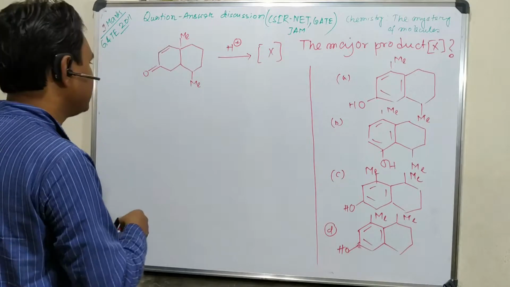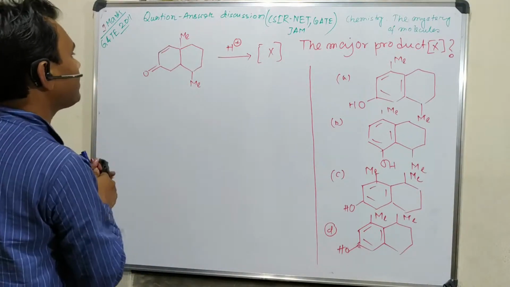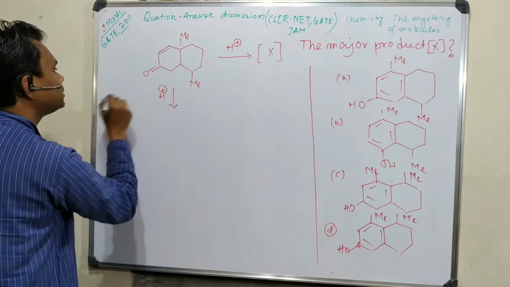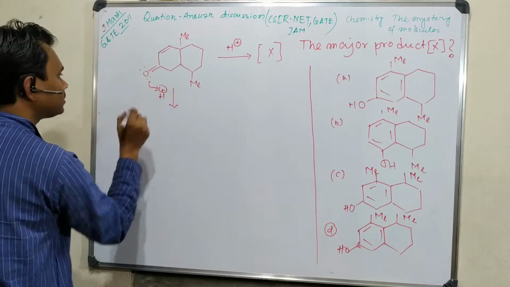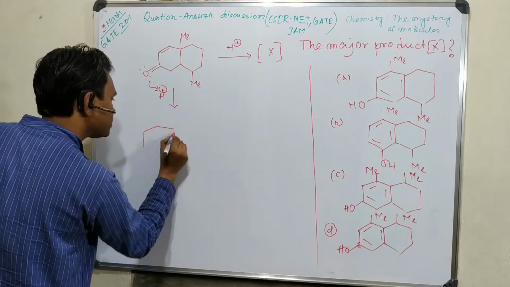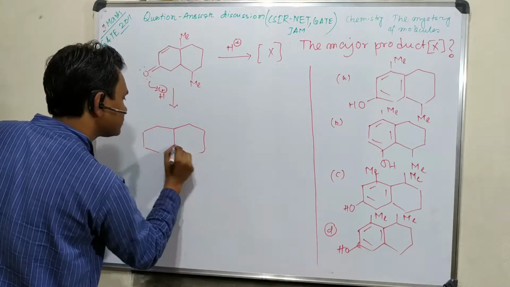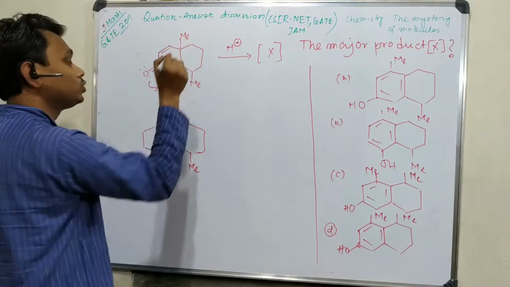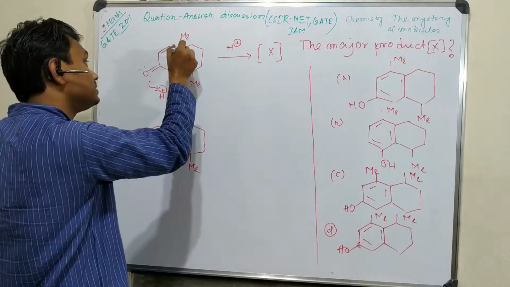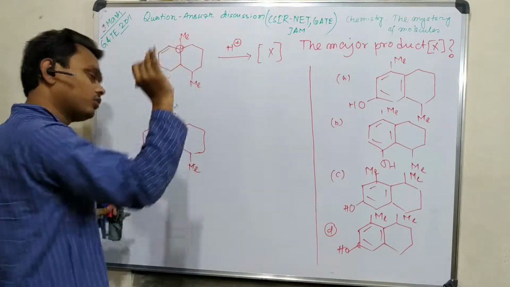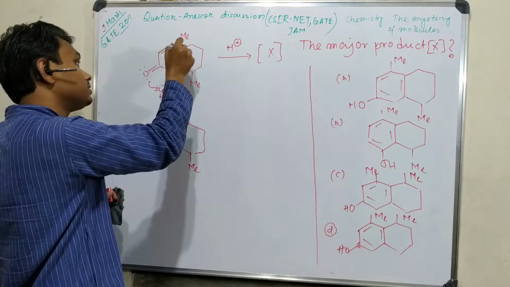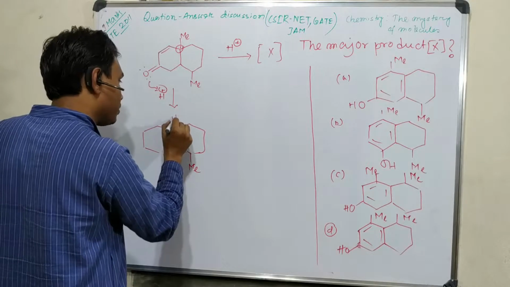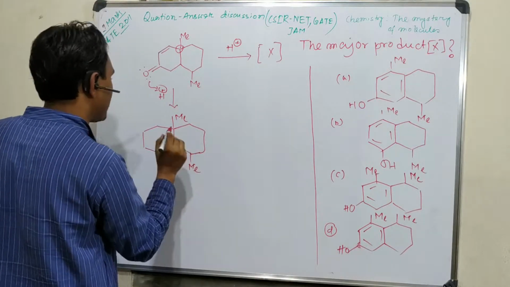First, we expect that there will be adduct formation here in the presence of acid. What will be the product? Using its lone pair, this oxygen will be protonated. Another important point is the position of the methyl groups. You must observe that this is an angular methyl group, which is tertiary, and this is a secondary methyl. This is important, so you must keep this factor in mind.